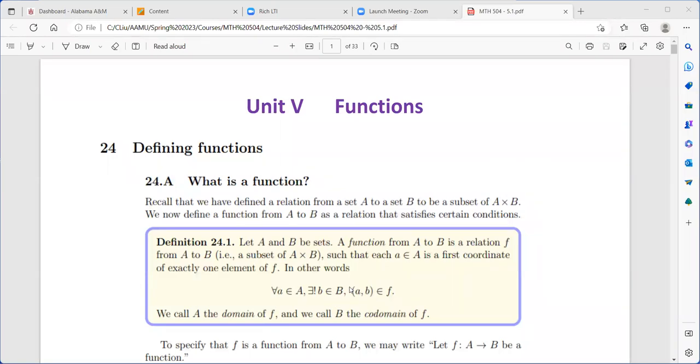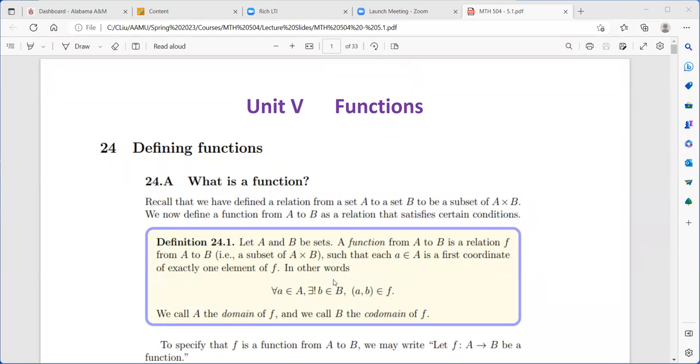Okay, so that includes all of those ordered pairs. And we have a name for the set A and a name for the set B. We call set A the domain of f, and we call B the codomain of f. Remember, we don't say range. It means a different thing. Range is not the same as the codomain. This set B is called the codomain.